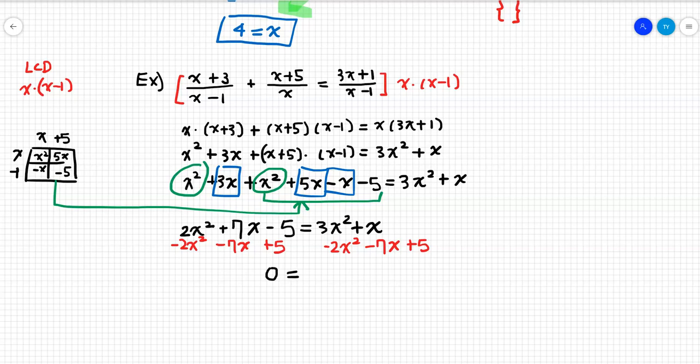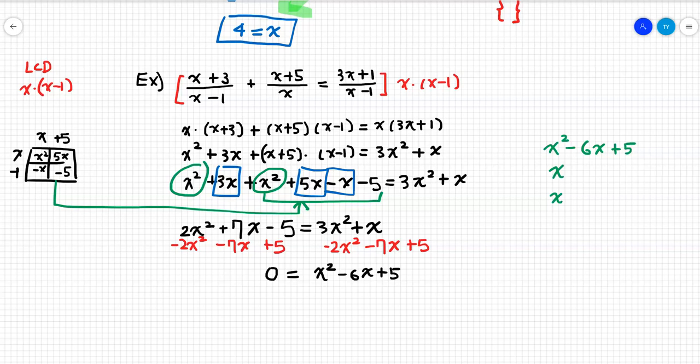If I combine some of these terms, 3x squared minus 2x squared, you get x squared. And then x minus 7x, you get negative 6x. And then plus 5. So here we're going to have to factor this. So I have x squared minus 6x plus 5. Let's factor this, x and x.